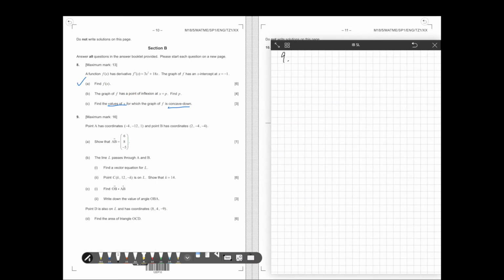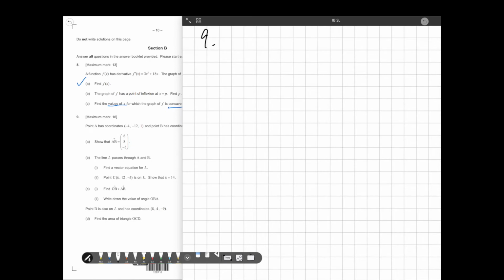And then now we move on to question 9. And this question is about vectors. So now we have a coordinate system with the origin. Okay, that is A, and then that is B. We have two vectors. So how can we find AB? So now we want to find AB. So that is a vector from A to B.